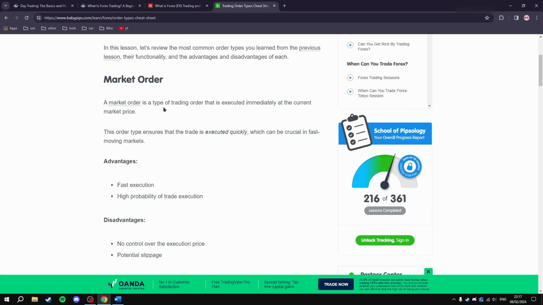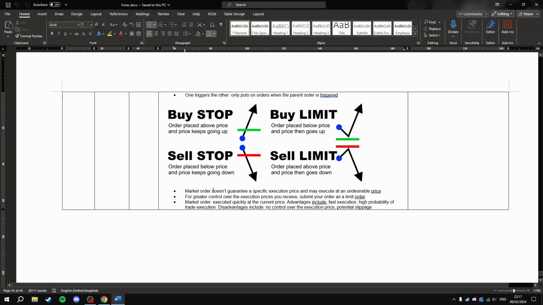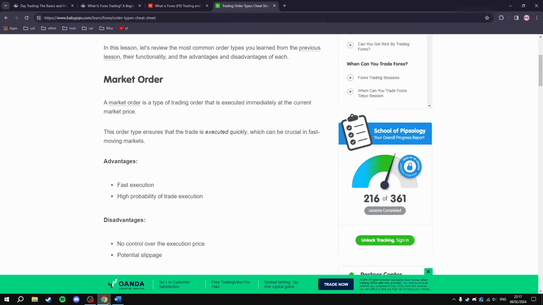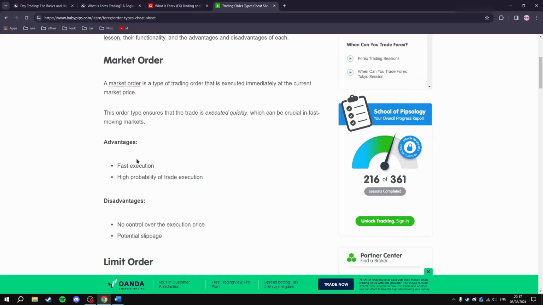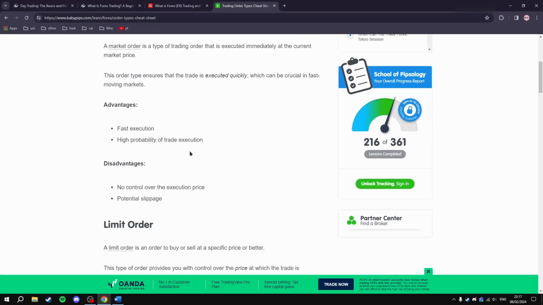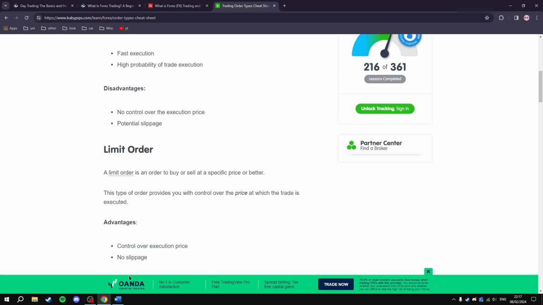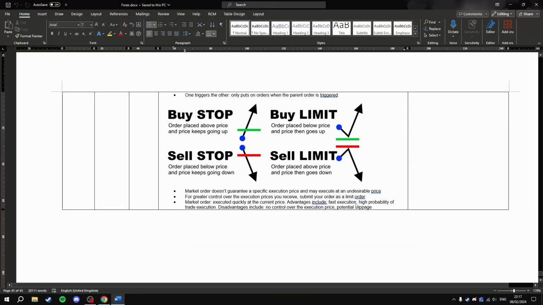Market order. A market order is a type of trading order that is executed immediately at the current market price. This order type ensures that the trade is executed quickly, which can be crucial in fast-moving markets. Market order executed at current price. Advantages include fast execution, high probability of trade execution. Disadvantages: no control of the execution price, potential slippage, which is what we made.